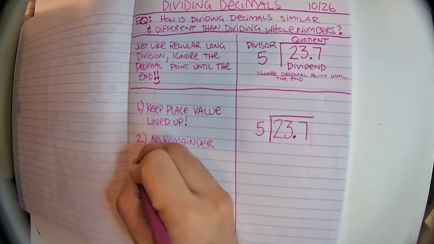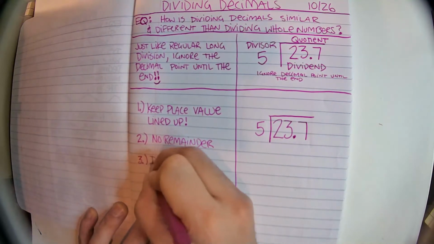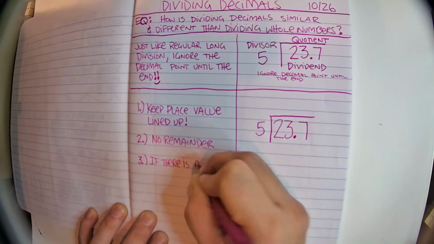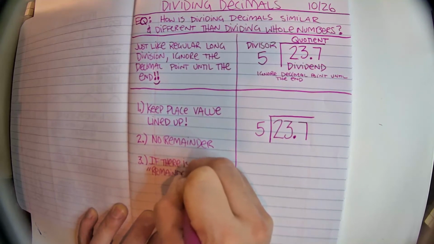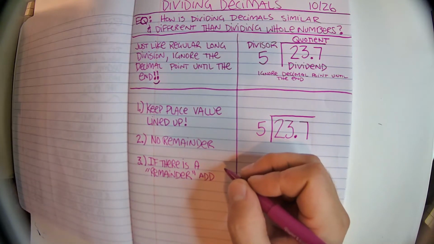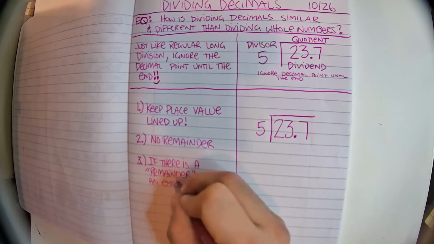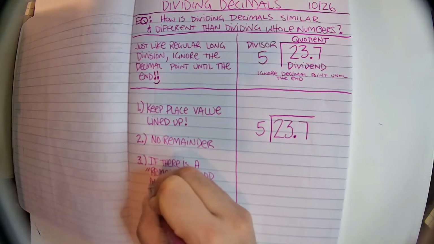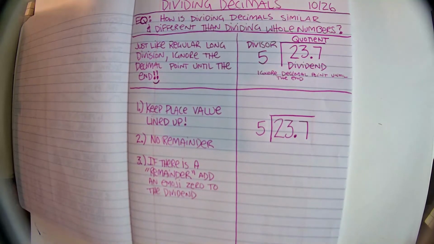Now, the next thing to remember, if there is a remainder, and I'm going to put this in quotes because it's not really a remainder, add an extra 0 to the dividend. So I'll show you what I mean whenever we work through this problem.